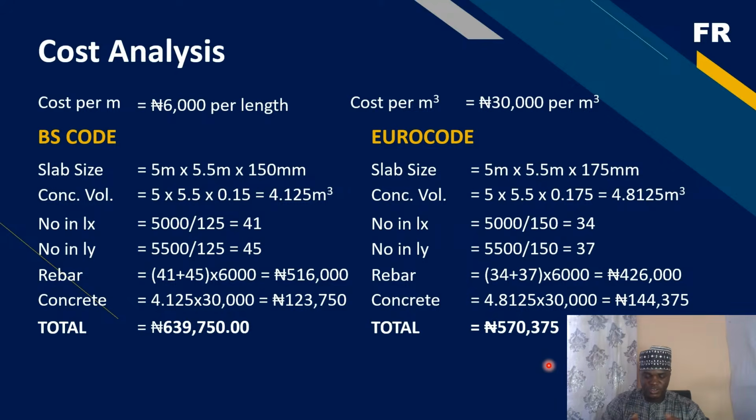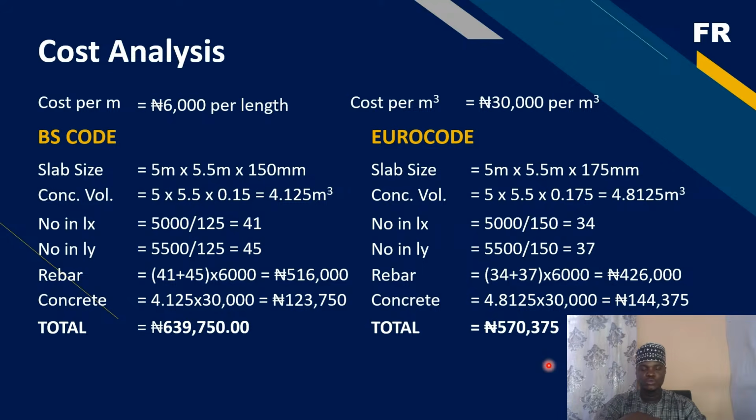So based on this calculation, you can see that you are saving roughly about 130,000 naira just from changing. Instead of using the Eurocode, you decide to use the BS code. Sorry, no, you saved not 130,000. What you saved is around 70,000 naira. That's what you saved.